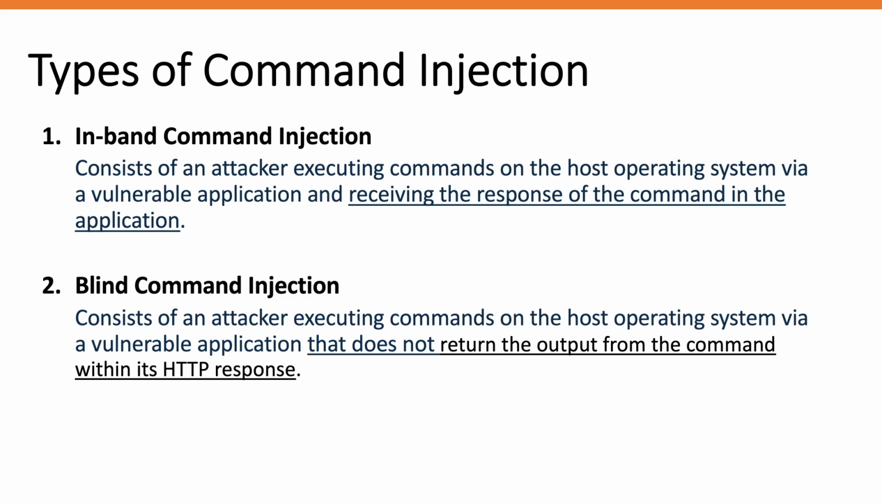And we saw that in the previous example. When the user entered the IP address in the parameter, the response of the ping command was reflected back to the user in the application. Now, in blind command injection, it's a little bit different. So it consists of an attacker executing commands on the host operating system through a vulnerable application. However, the application does not return the output from the command within its HTTP response. So think of it as having the same example that we had last time, except the output of the ping command is not returned back to you in the application.